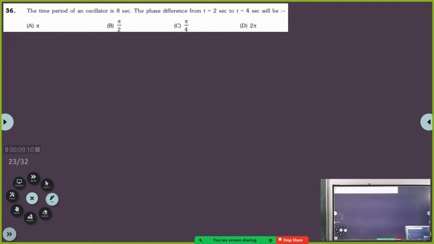The phase difference from t equal to 2 seconds to t equal to 4 seconds. If you can sketch something, using your imagination, then you can be pretty sure about your answer.